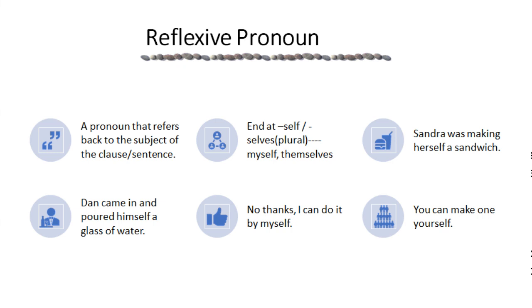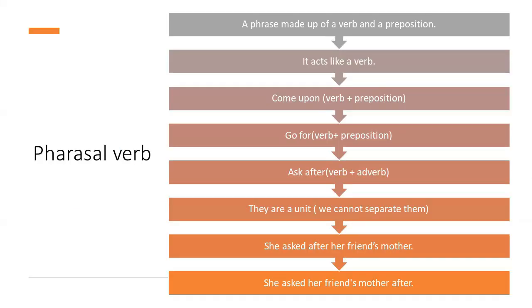Next concept is phrasal verb. A phrasal verb is a phrase that is made up of a verb and a preposition. A verb usually followed by a preposition is called a phrasal verb. It acts like a verb. The phrasal verb is used as a verb in a sentence. We will see some of the phrasal verbs here.